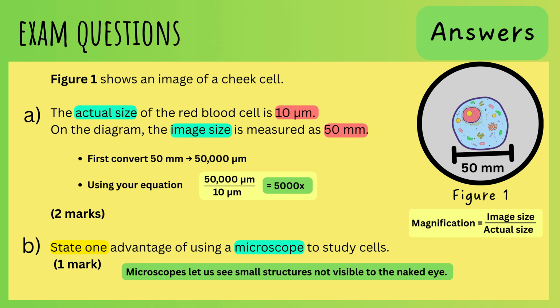Question B asked us to state the advantage of using a microscope to study cells. And hopefully you said something along the lines of, it enables us to be able to see small structures or cells that would otherwise be impossible to see with the naked eye. This is the kind of question that often comes with a little bit of interpretation and multiple answers for the examiner.